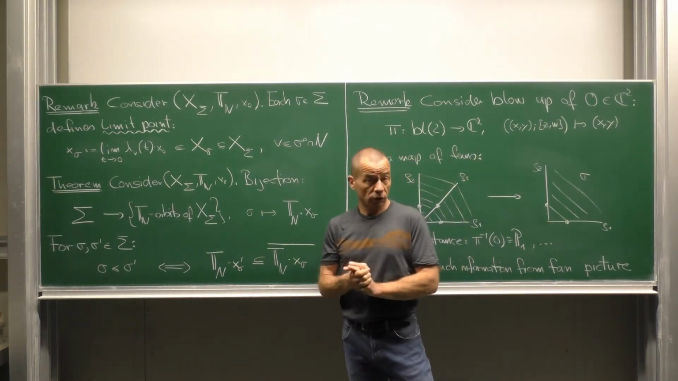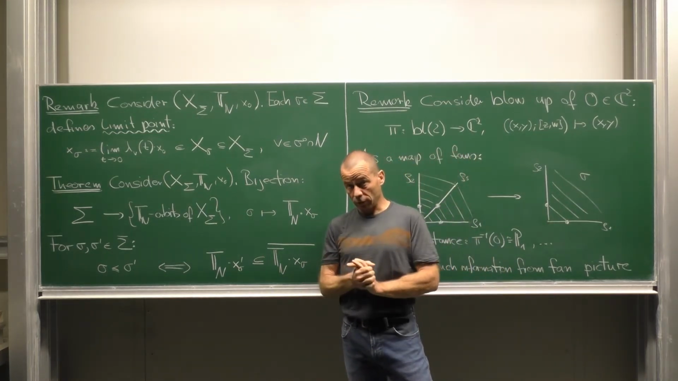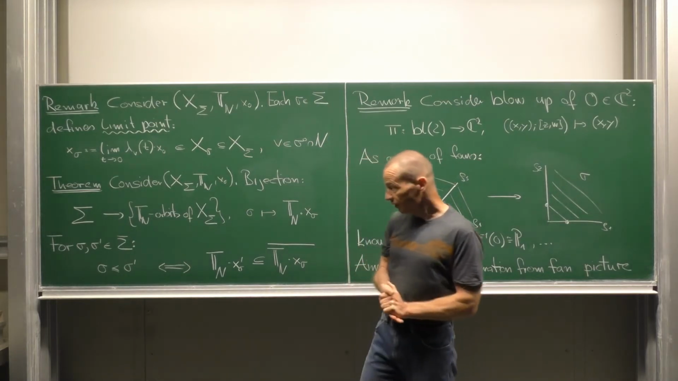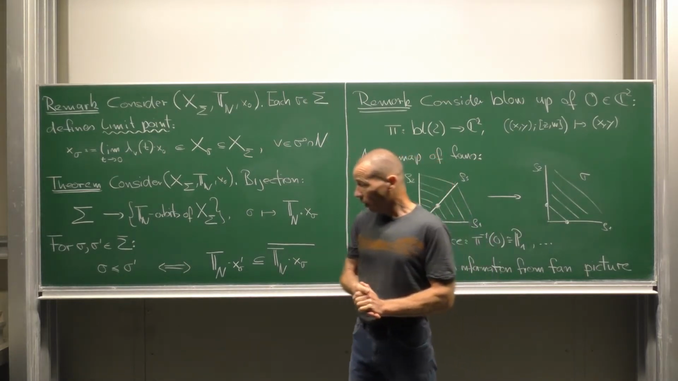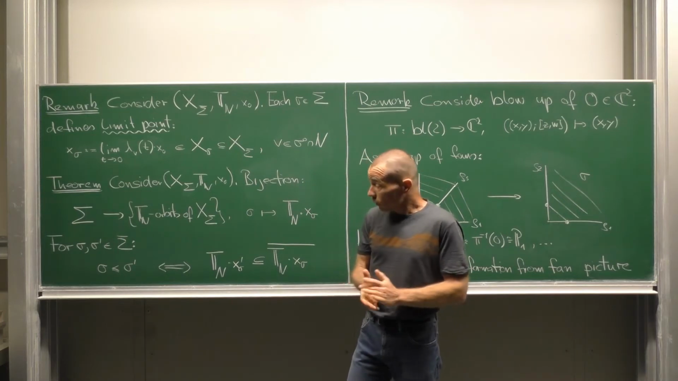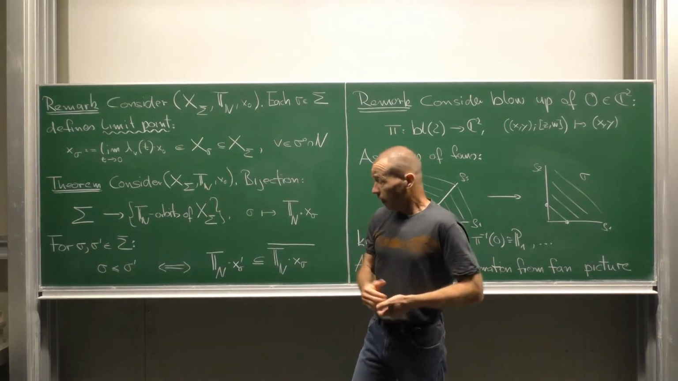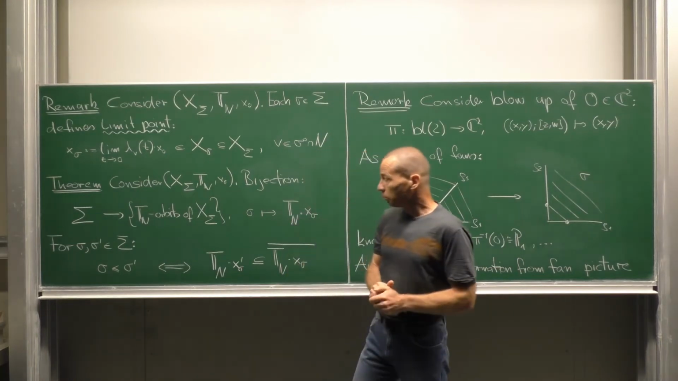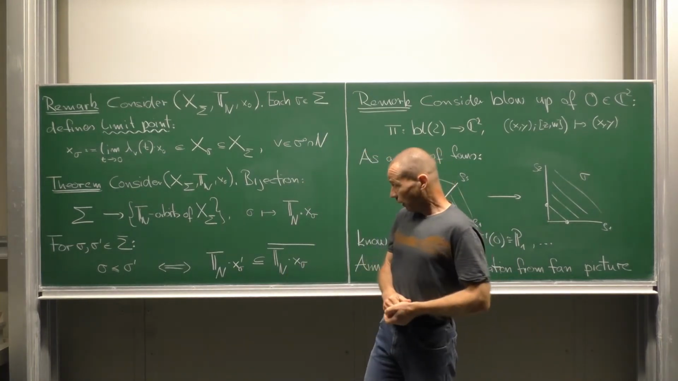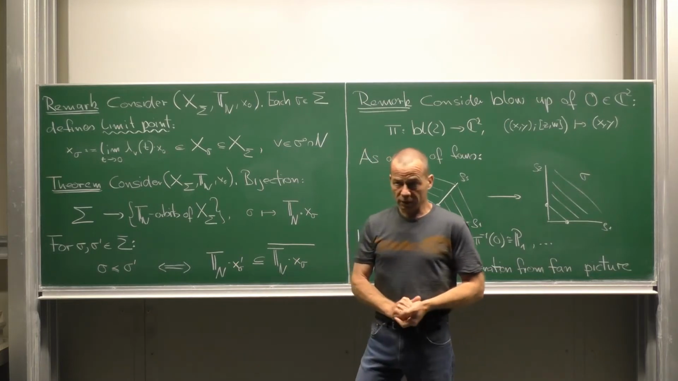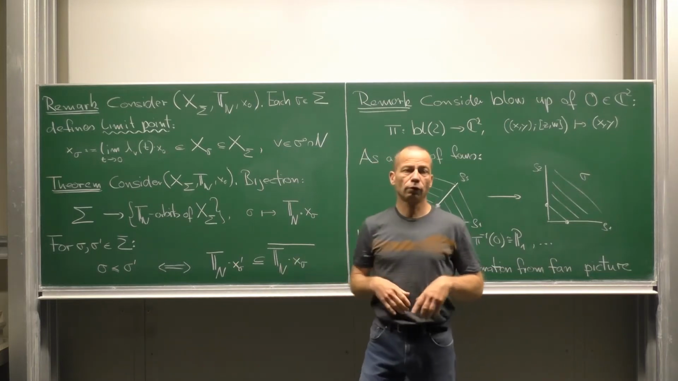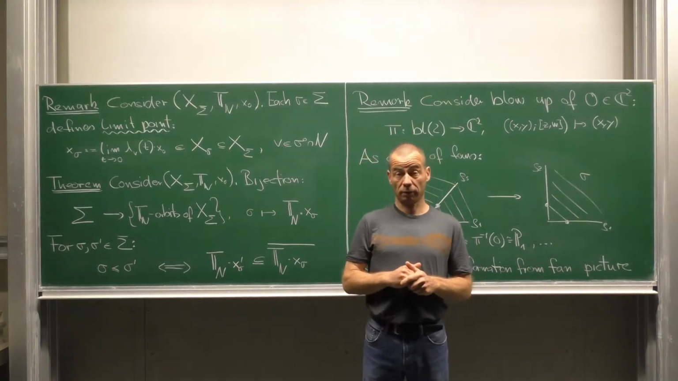Moreover, this bijection is order reversing in the following sense. Consider two cones, σ and σ'. Then σ is a face of σ' if and only if the torus orbit through x_σ' is contained in the closure of the torus orbit through x_σ.